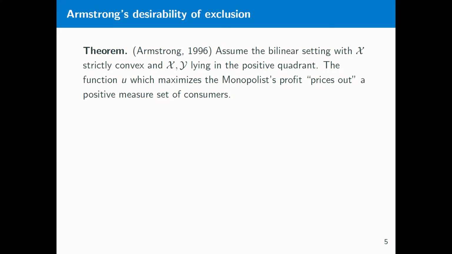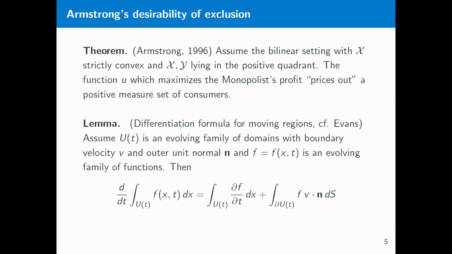The first is that our domain X is strictly convex, and the second is that our X and our Y lie in the positive region. The proof I'm going to present of this result is going to follow completely from this little lemma, which I know from the book of Evans, but is reasonably popular and probably appears in many sources. He calls it the differentiation formula for moving regions.